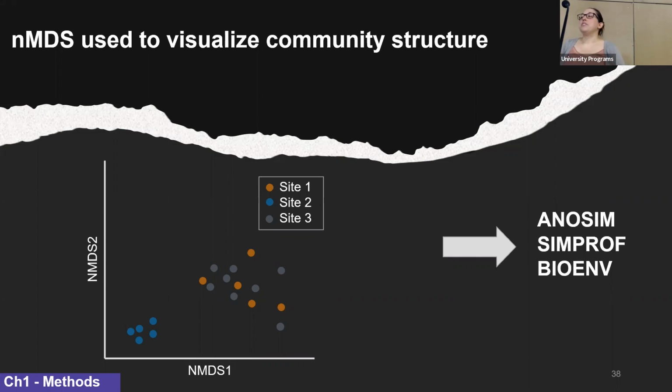Unfortunately, the SIMPROF procedure is very computationally difficult on the computer, and we have not been able to run this, even running it on a supercomputer, unfortunately. But we're still working on that. And lastly, I will use the BEST (BIO-ENV) procedure to calculate Spearman rank correlations between the MDS and environmental variables. And this is to help us understand which variables might be driving variation in the data.